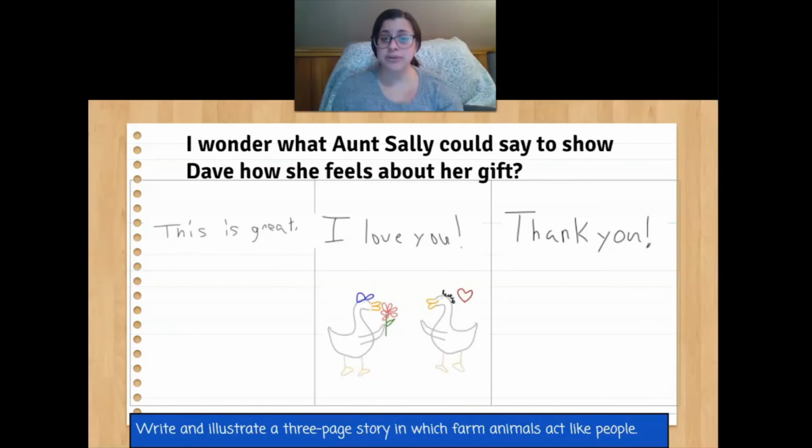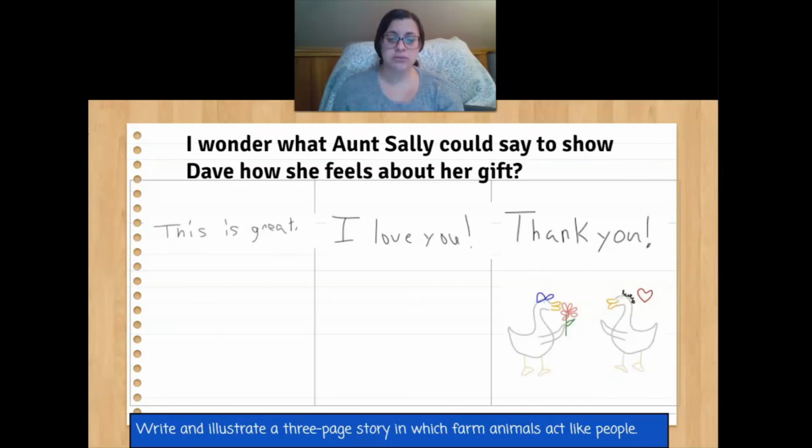I love you. It makes sense. It's a great way for Sally to show Dave how she feels about him. However, we want Aunt Sally to show Dave how she feels about the gift. So I love you would not be a good choice for what we want our speech bubble to say.